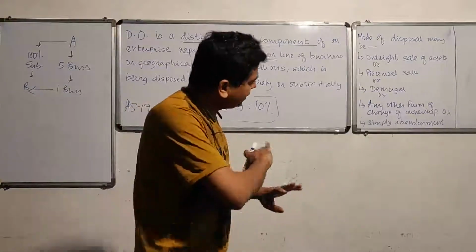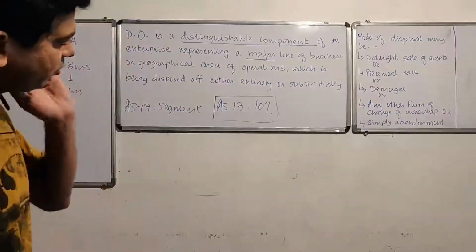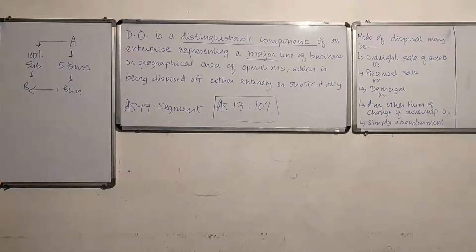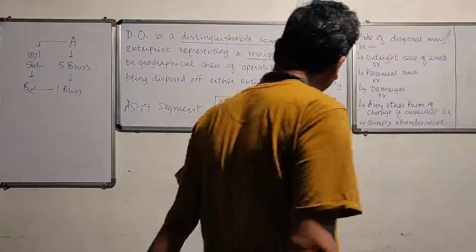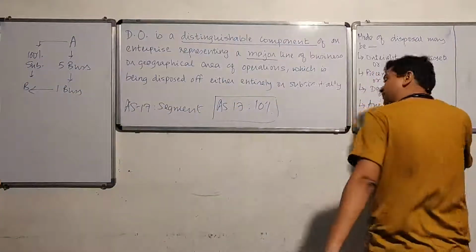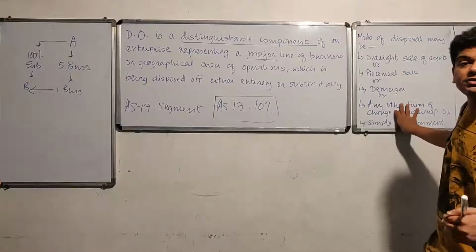Finally, we say any other form of change of ownership, right? In any other way, if the ownership is changing, I can still consider that a discontinuing operation. Or even if you just abandon that particular business or geographical area, even that can amount to a discontinuing operation.